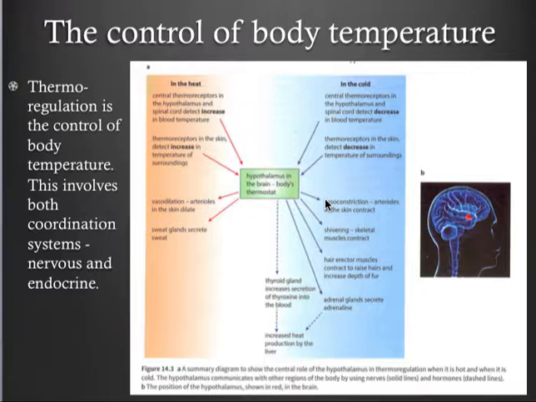And the temperature it monitors is the core temperature, the temperature inside the body that remains very close to the set point, which is about 98 degrees Fahrenheit. This temperature fluctuates a little, but is kept within very narrow limits. And it's done and monitored through the hypothalamus.